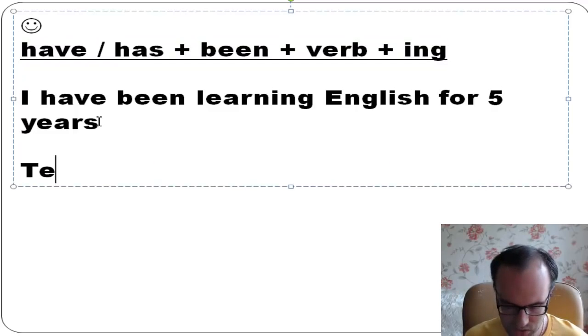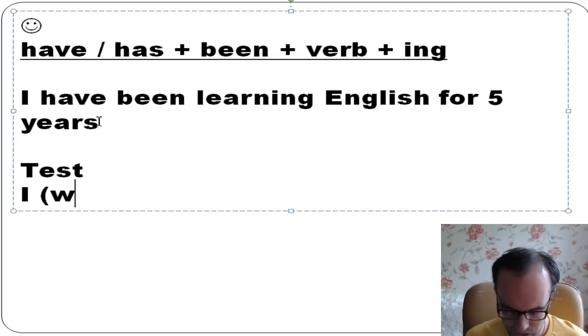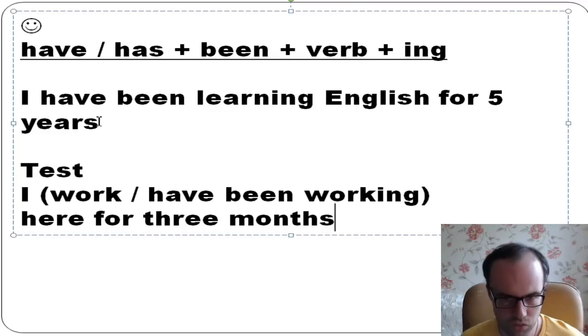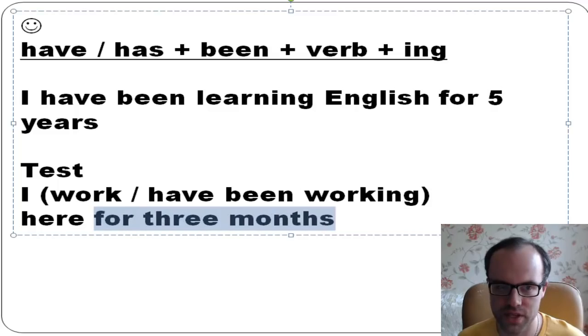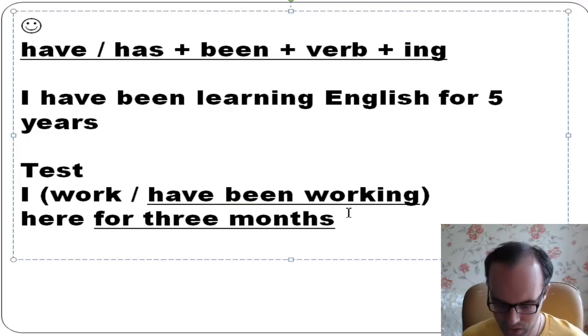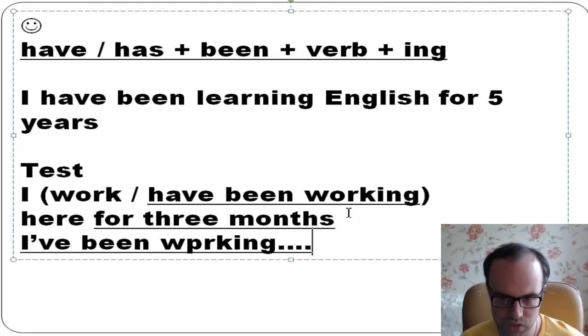So only this way. And there is a short test for you. I work, or I have been working here for 3 months. So what are you choosing? Work or have been working? Please think. For 3 months, so it tells us that I started working here 3 months ago and I'm still doing it. So it's present perfect continuous. Only this way. So I have been working here for 3 months. If we use a short form, you can also say I've been working here for 3 months, or a full form, I have been working here for 3 months.